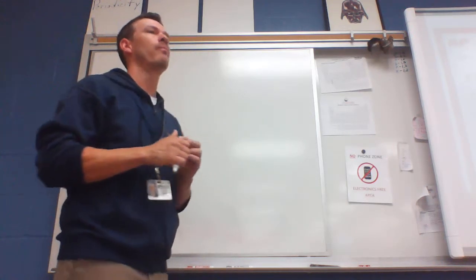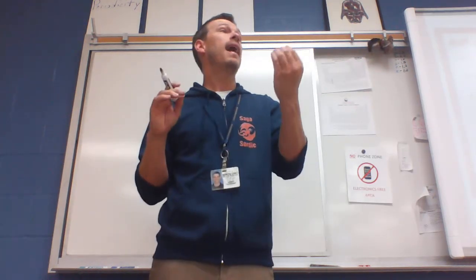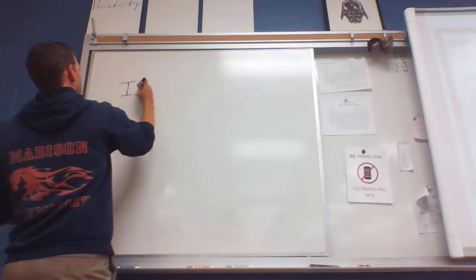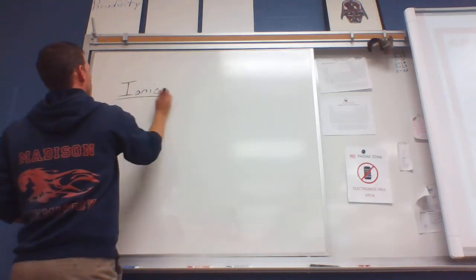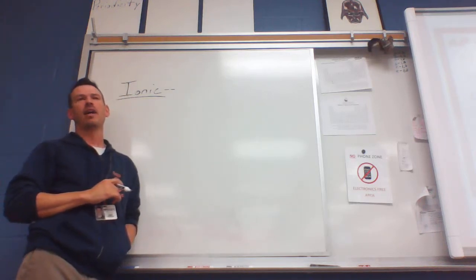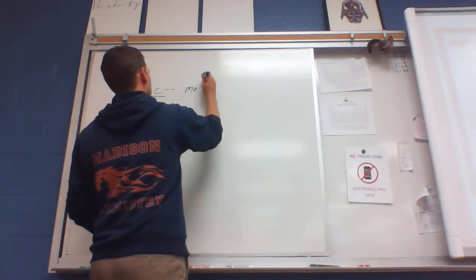All right, so ionic and covalent, we're looking at it from a perspective of naming, not a perspective of characteristics for the most part. But there are some items that we want to revisit and remember. Can anybody tell me what 2 things are bonded in an ionic compound? A metal with a nonmetal.